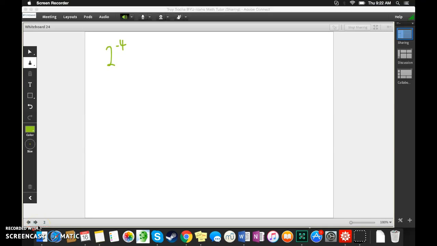So this is the video on negative exponents. It'll probably be a shorter one, but that's fine. What we're going to discuss is how these work. So let's first talk about a regular exponent. We have a regular exponent. It looks like this.